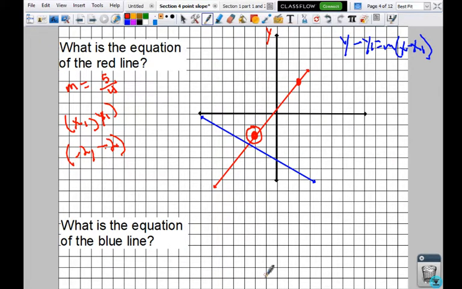Okay. I have everything I need. I have my m, I've got my x1, I've got my y1. I just need to fill in my equation. So I'm going to go y minus y1, which is -2. And then it's going to equal my m, which is 5 over 4, then parentheses, x minus x1, which is also -2.